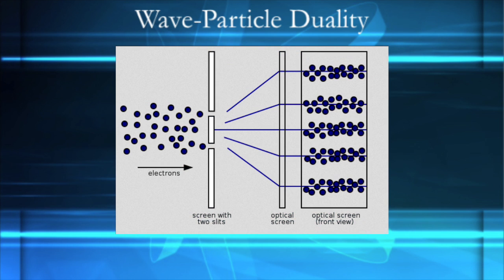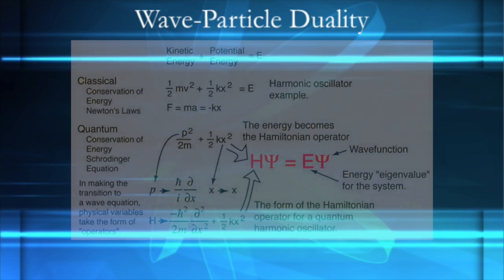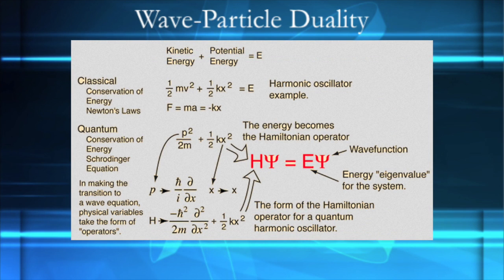While studying electrons, scientists discovered something rather curious. Electrons behave both like particles and waves. Since electrons behave like waves, we can model them with something known as the wave equation.